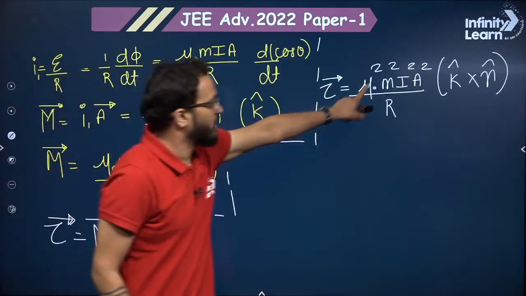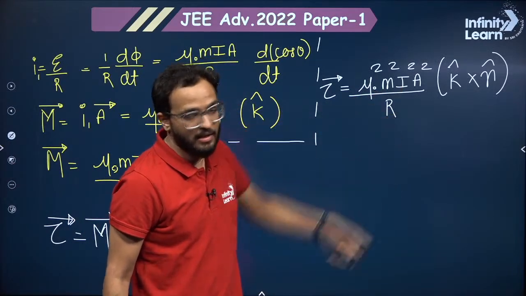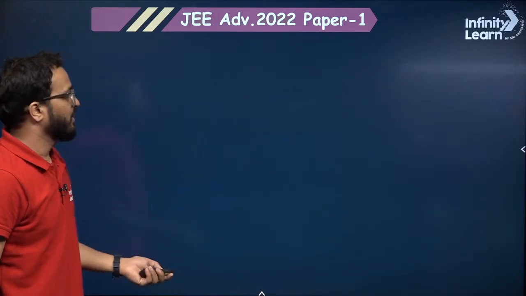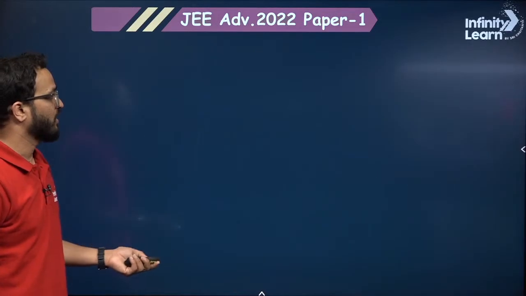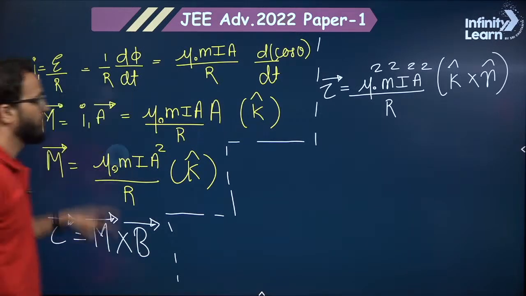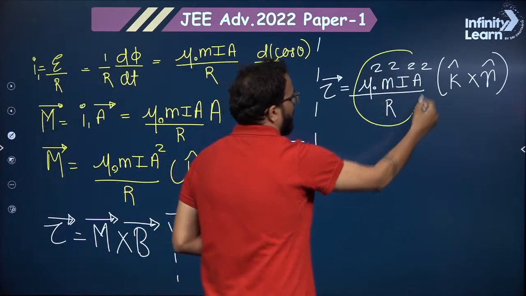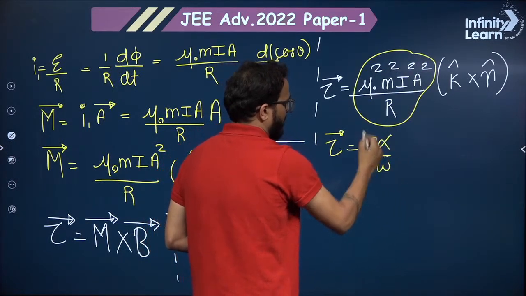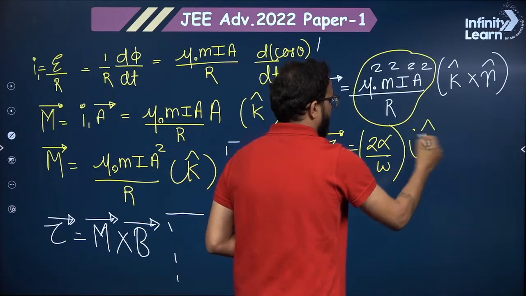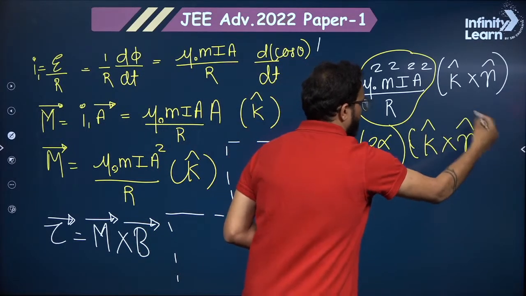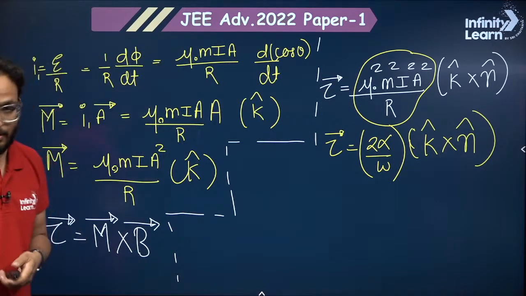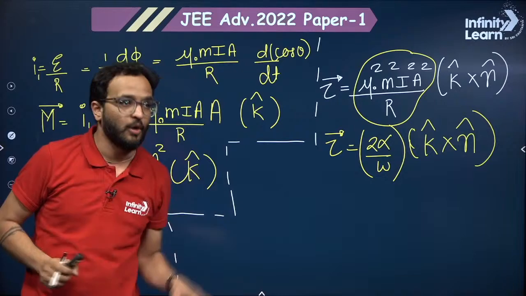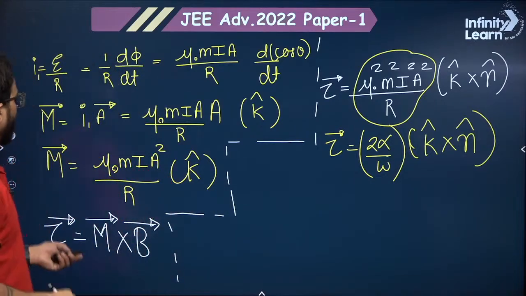This quantity mu naught square m square I square by A square by R will be 2 alpha by omega, not R alpha, sorry, 2 alpha by omega, times k cap cross n cap. Now we have to check. This is the torque, right? Now they have given the values of n cap in all the 4 options. Clear? Now let's check what they have given.